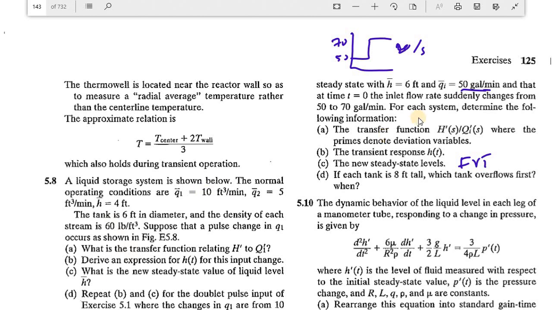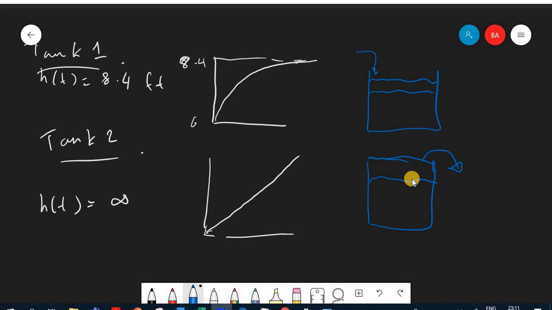Actually, I didn't see the height of that tank here, and I don't know if a certain height is mentioned. Okay, so it says here if each tank is 8 feet tall. So now he's assuming that it's already 8 feet tall. Both of them are 8 feet, and since both are 8 feet, even this will be overflowing, right? Even this will overflow, and definitely this will overflow. Now, which one will overflow first?